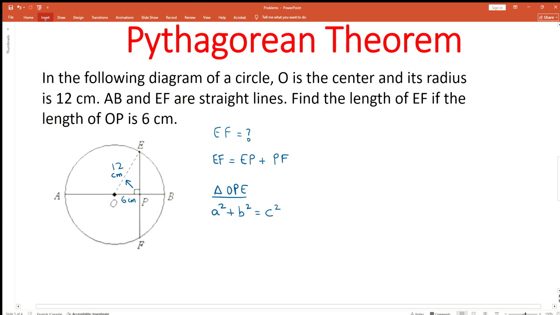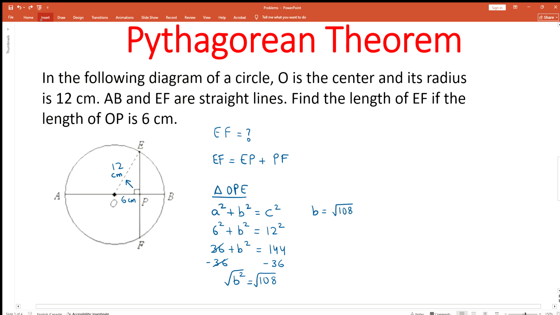So A can be 6 and C is 12. We can use this equation to find the value of B, the length of EP. 6 square is 36. 12 square is 144. Next we can subtract 36 from both sides. 144 minus 36 is equal to 108. Next we can apply square root to both sides. I get B equals square root of 108.